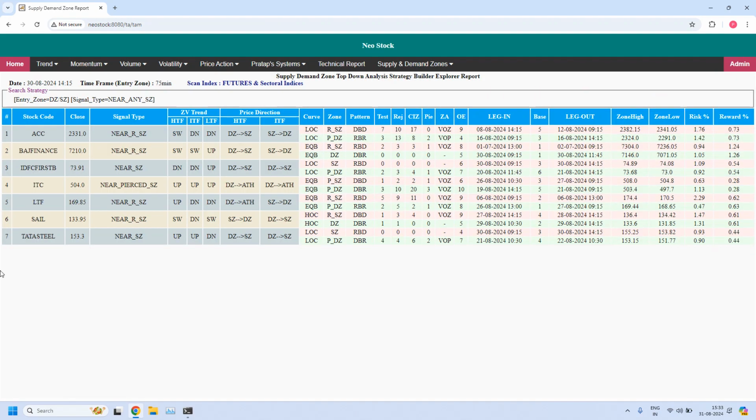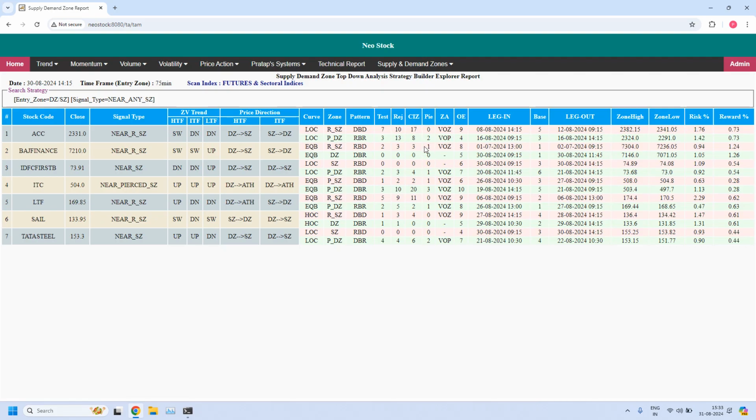7 stocks are filtered. Let's identify high liquidity supply zones from this list. ACC is having a high liquidity supply zone, tested 7 times and 10 rejections. If you can fine tune the zone up to the 5 minutes time frame and find a fresh fine tuned 5 minute zone, you can plan a trade. Even any high liquidity 5 minute zone, you can plan a trade.